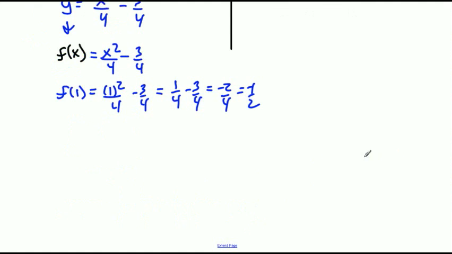Cool. And the other problem was find f of a. So that means just replace all of the x's with a. So it's a squared over 4 minus 3 over 4. And that's it, right? I mean, you can't combine a squared with minus 3/4 or anything like that. So we're done with that guy.